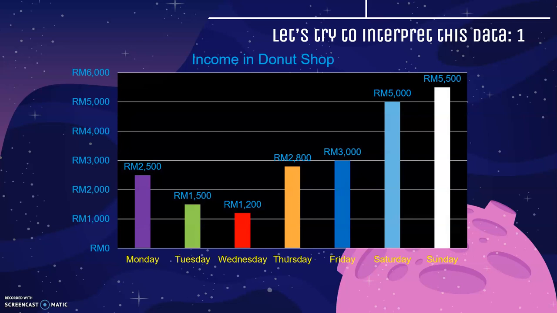Okay, so let's say you have a donut shop. You're a donut shop owner. This is the data that you have collected. Within a week, you take note of how much income you receive on each day. Then you plot the graph and you see that on Monday you get 2.5k, on Tuesday 1.5k, and so on. So this is the data. What can you do about this? How can you improve yourself as the donut shop owner?